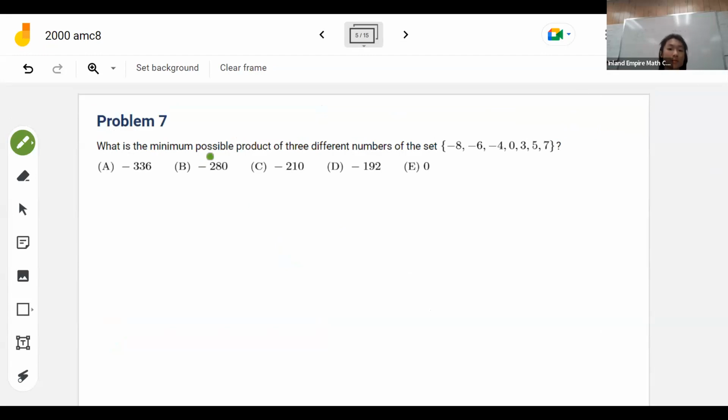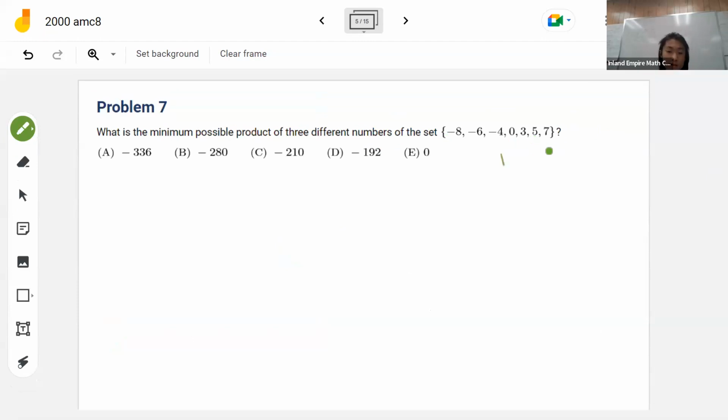So what is the minimum possible product of 3 different numbers from the set -8, -6, -4, 0, 3, 5, and 7? Again, we'll take around 2 minutes to solve this problem.